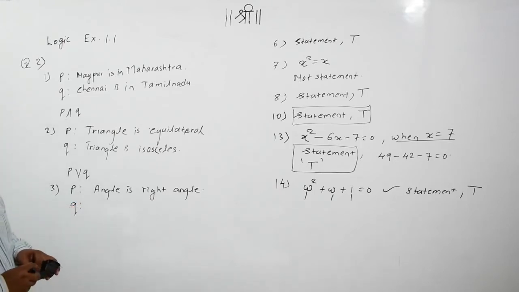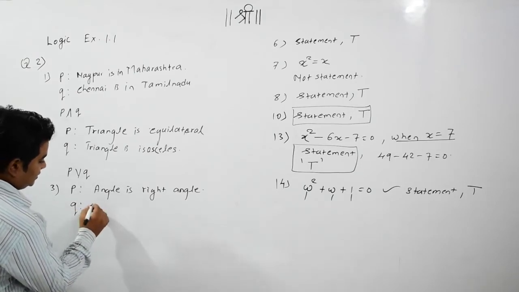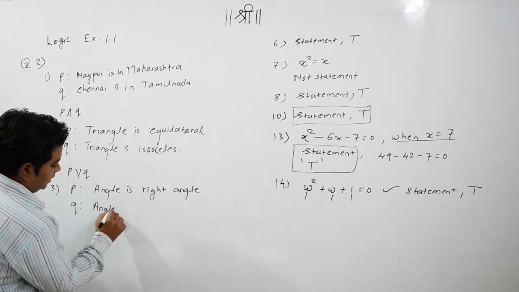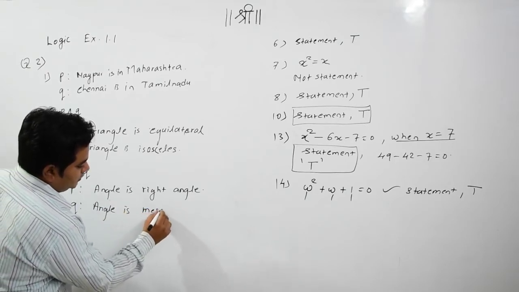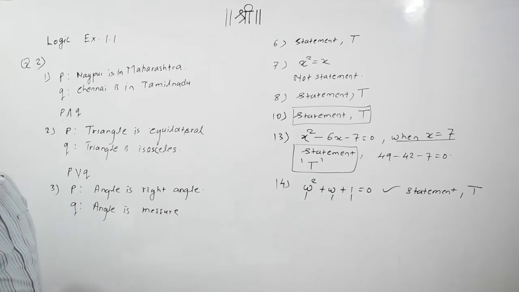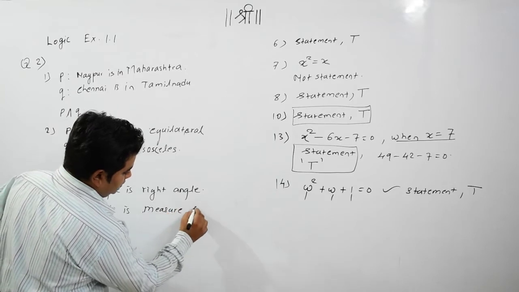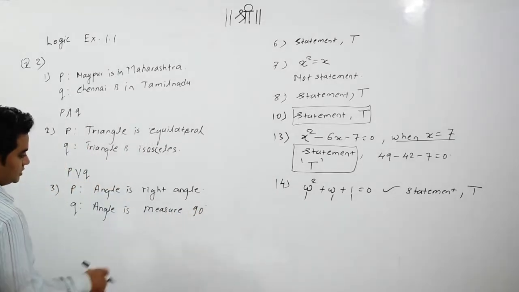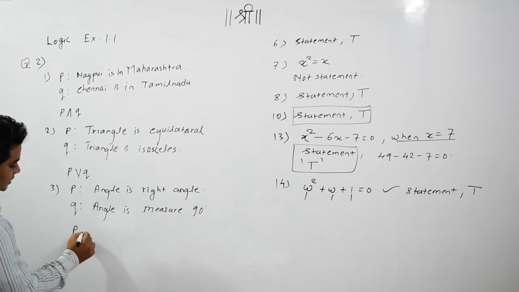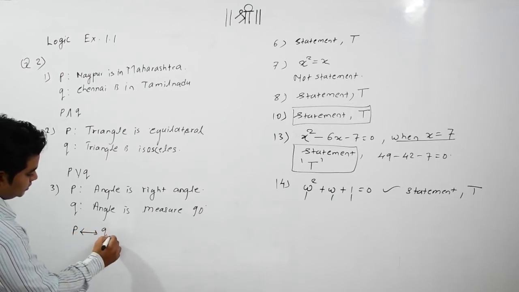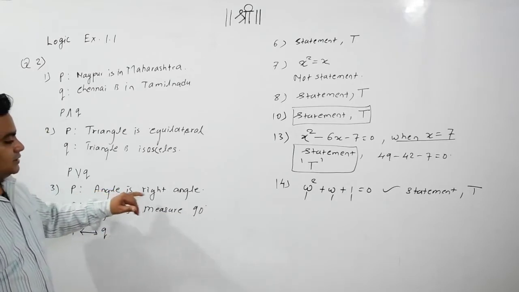It is measure of 90 degree. So angle is measure how much? 90 degree. Now within this statement, I am not writing the if and only if and all those things, so directly the statement says that P double implies Q. Why? If the angle is measured 90 degree, then angle is right angle.